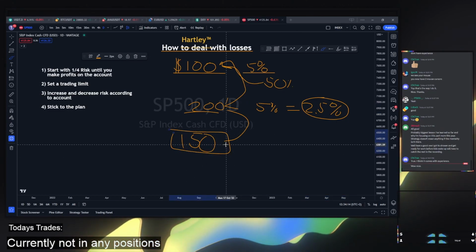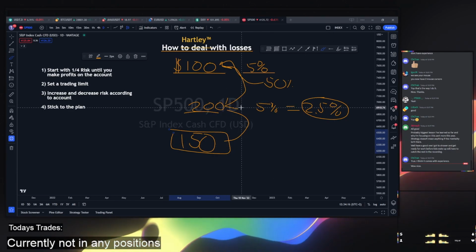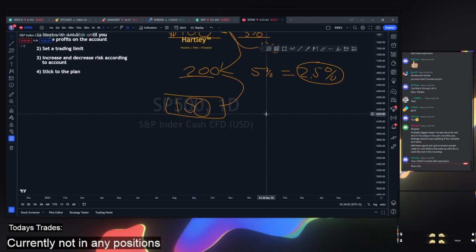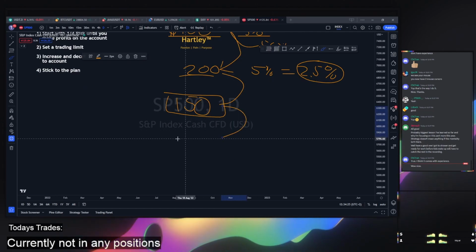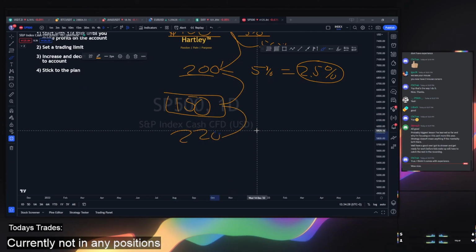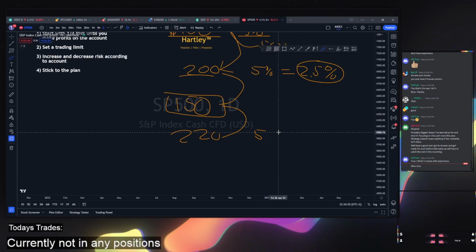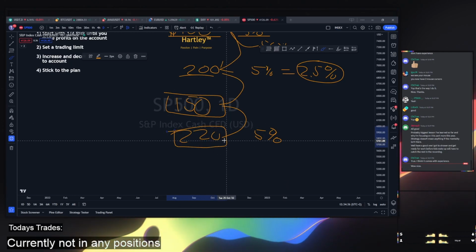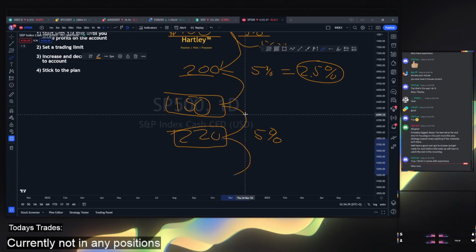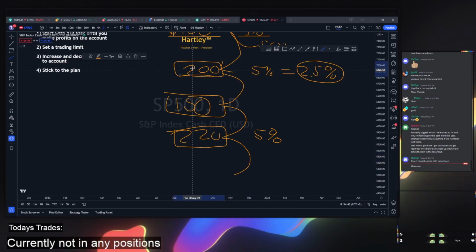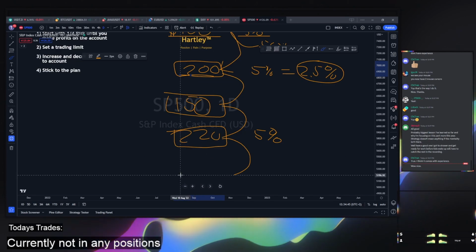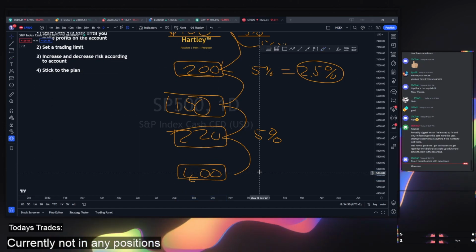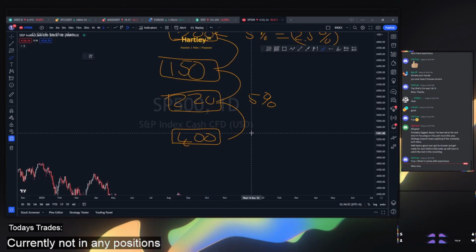If that account gets back up to 200, or actually, make it higher than 200, like 220, then you're now risking 5% again. Now you go back on a winning streak and get up to $400, which is double the next balance, so double 200. Now you're sitting there and you risk 5% of 400.